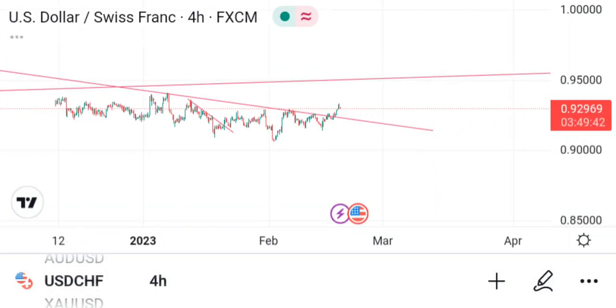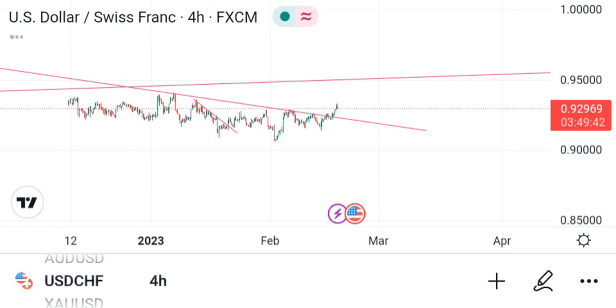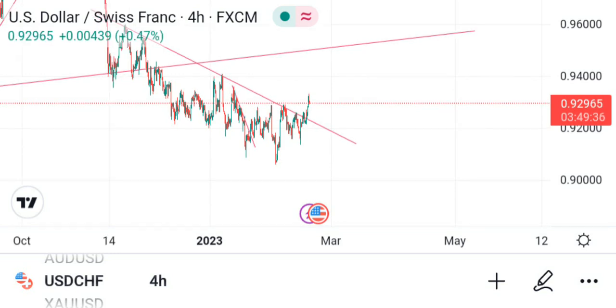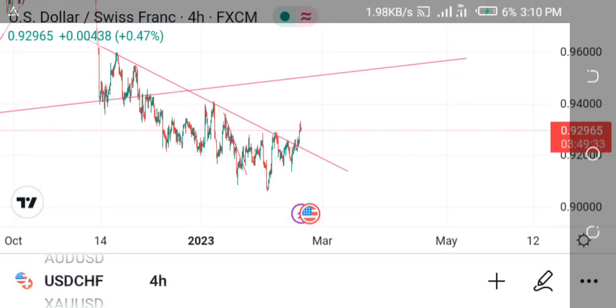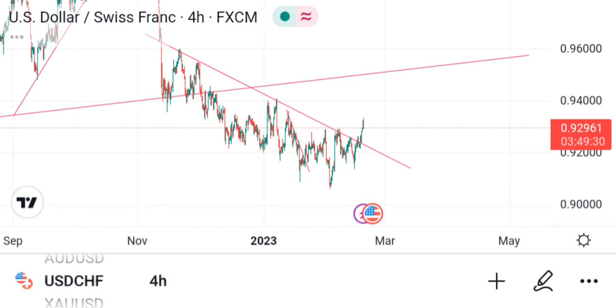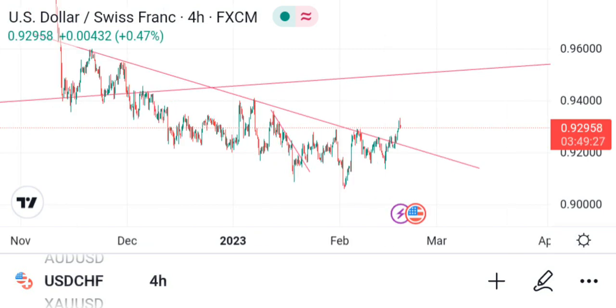Now, 4 hours giving us the same thing. Actually, the same thing. Now, what did we see? What did we see happen here? We saw market come to this trend line a series of times. Now, let's say 1, 2, 3, 4, up to 5 times.